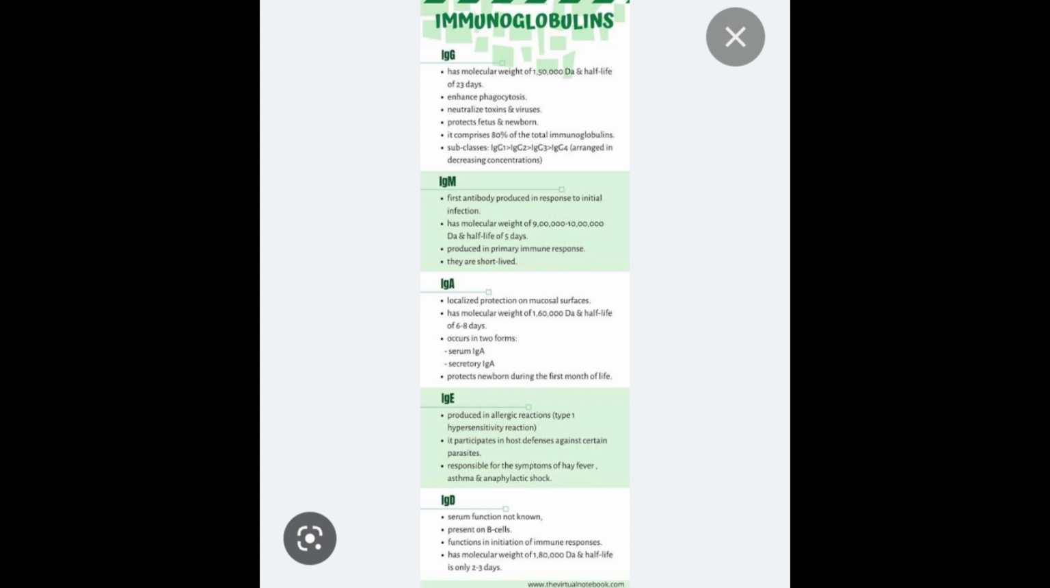Optimum temperature of reactivity: IgG is 37 degrees centigrade, IgA 37 degrees centigrade, IgM 4 degrees centigrade. May react at any temperature below 38 degrees centigrade. Number of antigen binding sites: IgG has 2 binding sites, IgM has 10 binding sites.